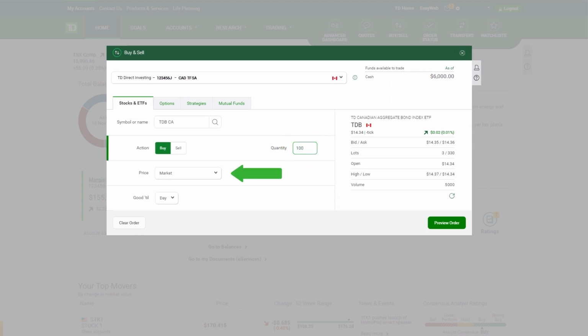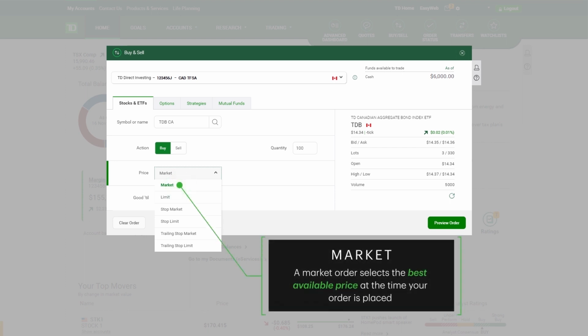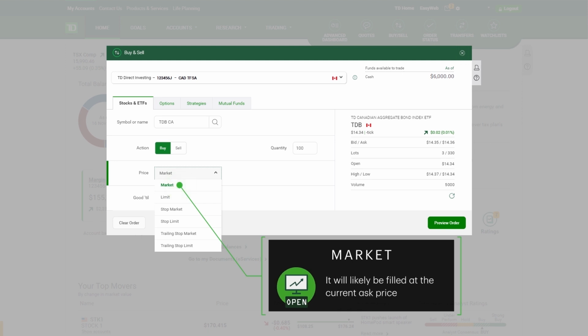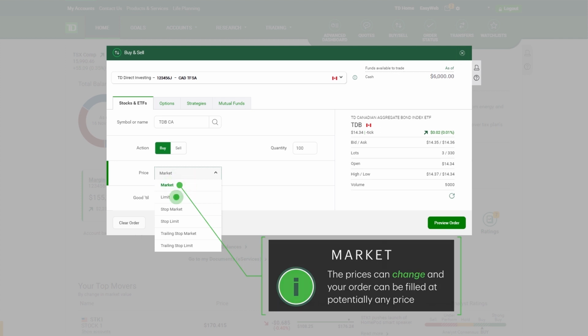Next, select your order type. As an example, let's walk through the two most commonly used ones, Market and Limit. Market selects the best available price at the time your order is placed. This type of order is often filled immediately. In this case, if you place a market order while the markets are open, it will likely be filled at the current ask price. But beware, the prices can change and your order can be filled at potentially any price.